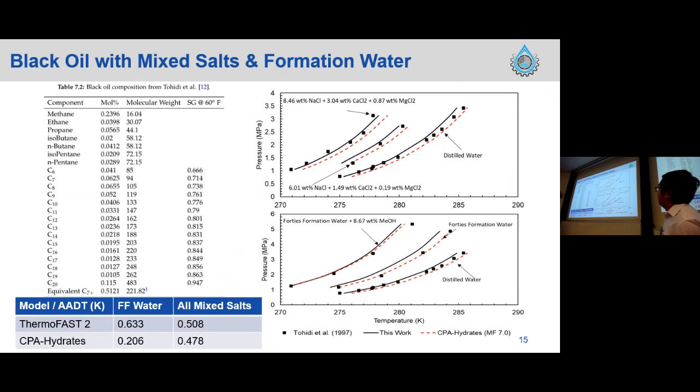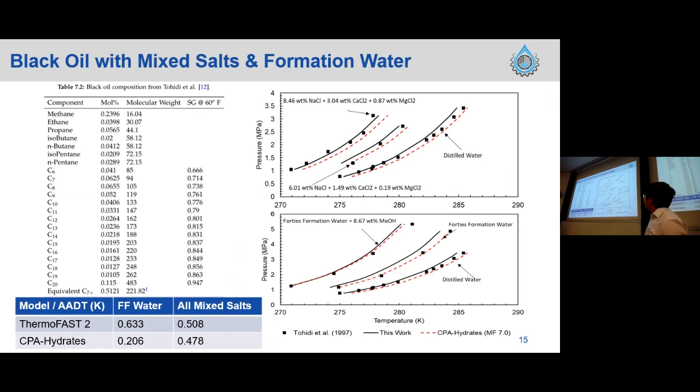What we can see from this graph, on the top, is mixtures of 3 salts only, containing magnesium chloride, calcium chloride, and sodium chloride. And then on the bottom is the 6 salt mixture formation water that I showed previously, as well as a case where it was lightly inhibited with methanol. In terms of the average deviation overall, we can see that for the 6 salt formation water specifically, Thermofast 2, or the CASH model, does perform slightly worse than CPA Hydrate, but overall the average deviation is about the same. What can we infer from this?